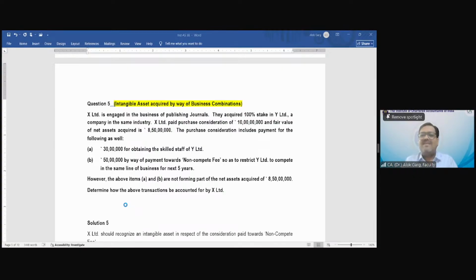Why not for the skilled staff? Because as per Indian standards, we do not consider it as an asset. See, for considering something as an intangible asset, you should have control over that. So do you have control on the staff?